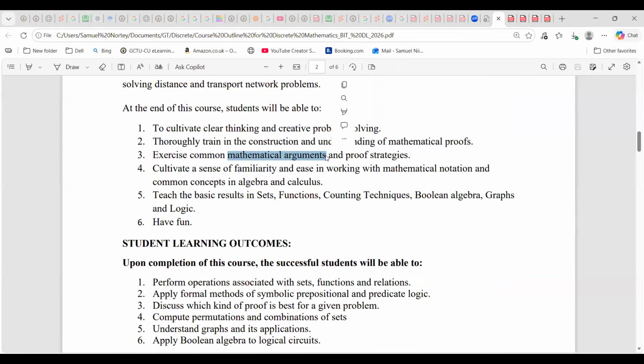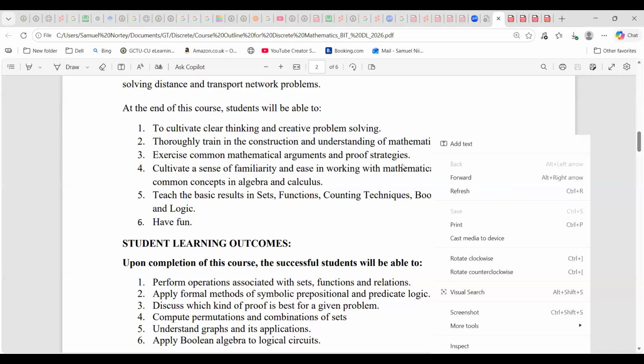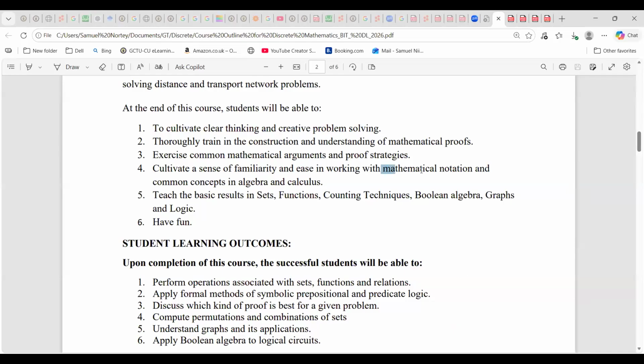By next week, you'll see some arguments that we will come across and how to handle them. And then we must be familiar with certain mathematical notations, like the use of the symbols "for all" and "there exists". And then the basic principles and sets, functions, the topics I mentioned, counting techniques, Boolean algebra, and graphs. After all this, you should be able to enjoy the course, so you should have fun.